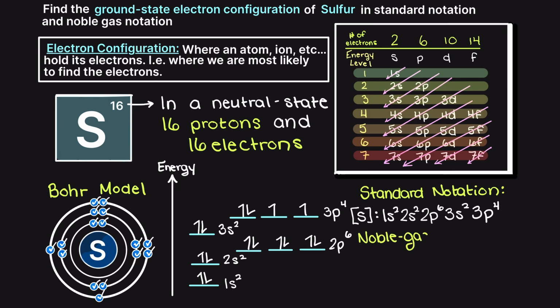Secondly, we can write out our noble gas notation. The noble gas underneath sulfur is neon. Therefore, we can consolidate this portion of the standard notation and write the sulfur electron configuration as neon, 3s2, 3p4. And there we go. We have just solved for sulfur's ground state electron configuration in standard and noble gas notation.